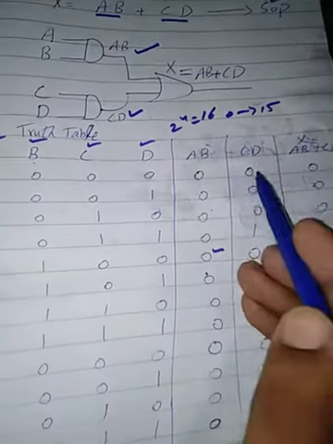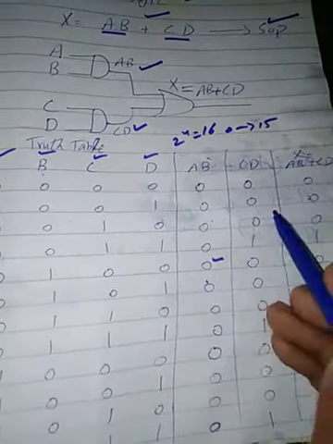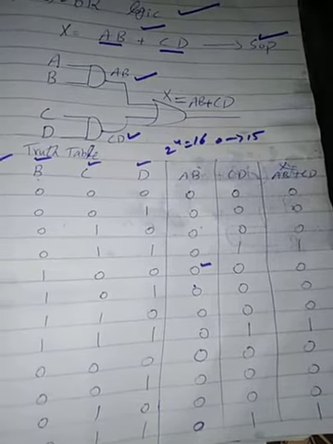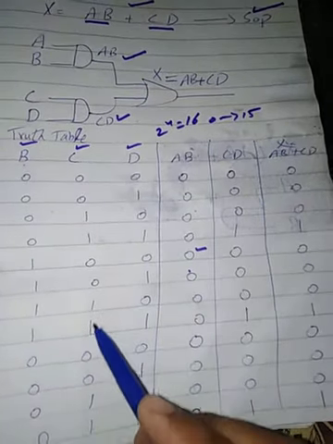Then the expression is CD, in which C and D go through an AND gate. 0, 0, 0, 0, 1, 0, 1, 0, 0. It only gives you 1 when both inputs are 1. Like here, 1, 1, output is 1. Again 1, 1, output is 1. Further, 1, 1, output is 1.